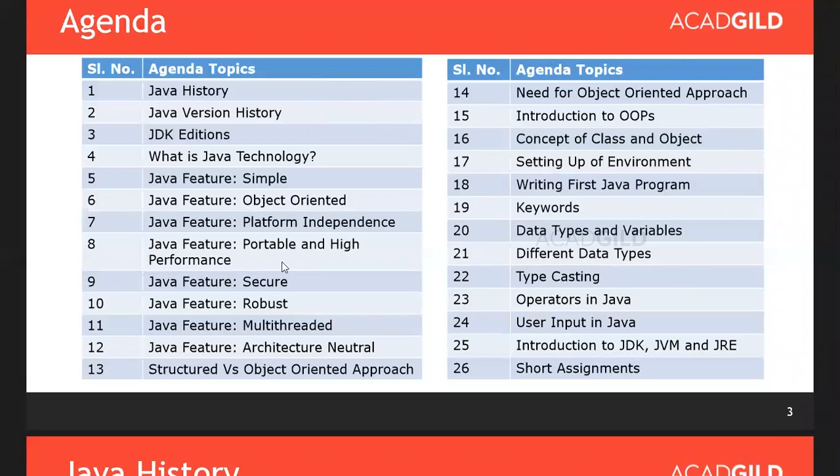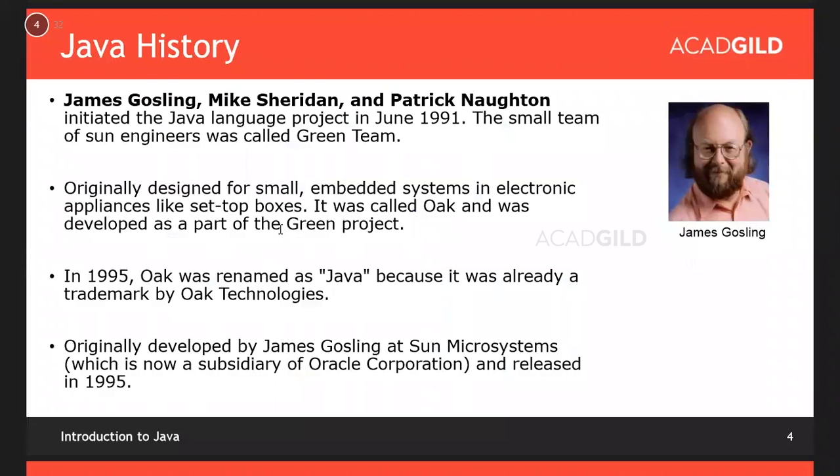Okay. So first we go for the Java history. And the Java history, if you say Java, the name comes from James Gosling. So James Gosling mainly introduced Java, from 1991. In the project there was a small team of some engineers, we called it the Green Team at that time. But actually Java comes from 1995.